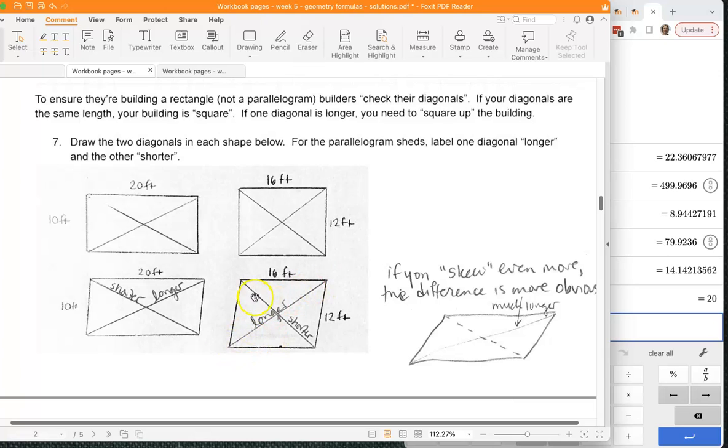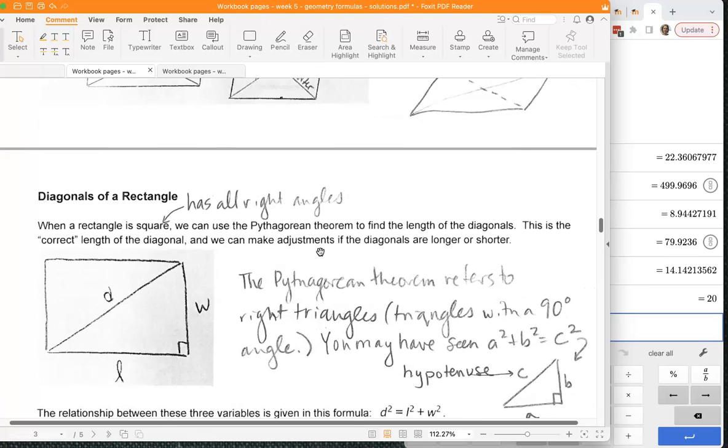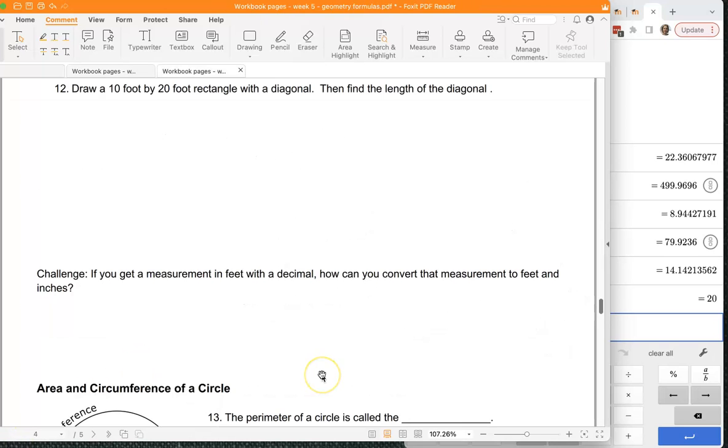So here's a skewed 12 by 16 rectangle, and here's one where the diagonals are equal. So you can practice that same process with a 10 by 20 foot rectangle. Draw the rectangle, draw a diagonal, use the Pythagorean theorem to find the length of the diagonal. You can pause this video, work it out, and then see how you did.